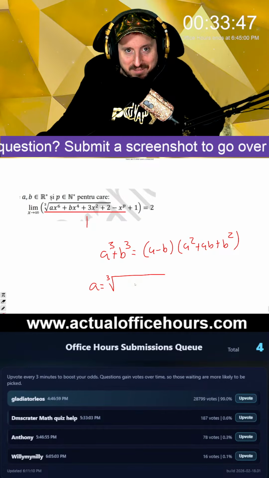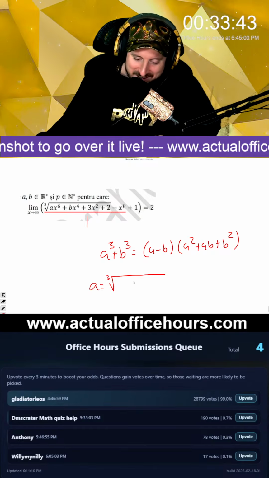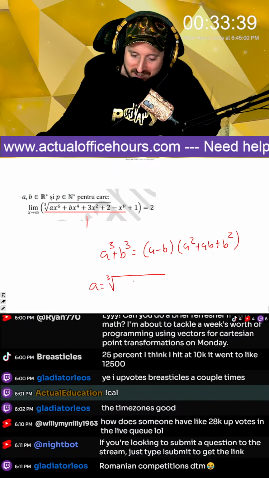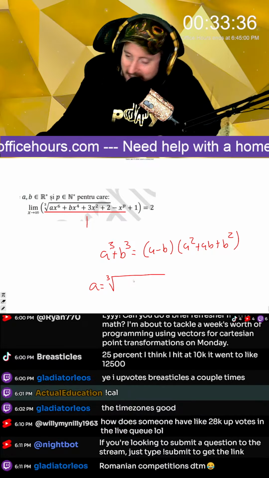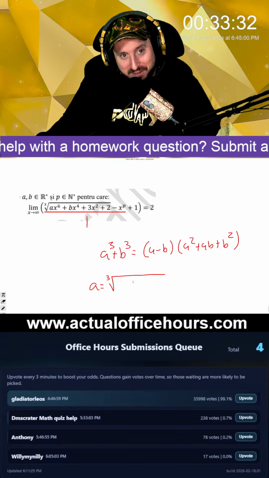How does someone have 28k votes in the live queue? Good job. They just keep hitting upvote every 3 minutes, and it boosts it by 25%, and they've been doing it for the last hour. And so it's exponential growth. It's actually quite cool.